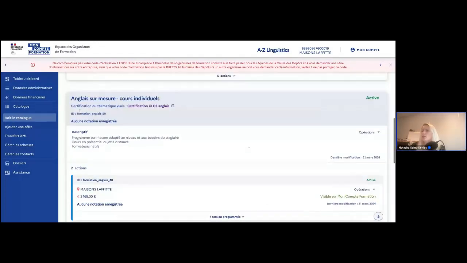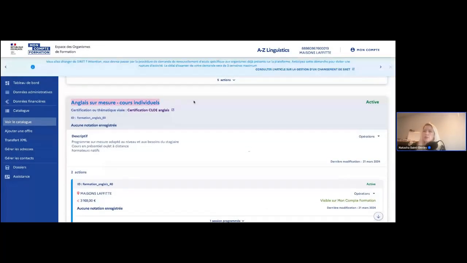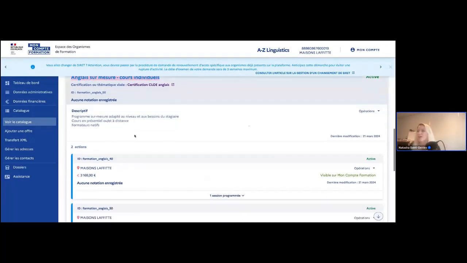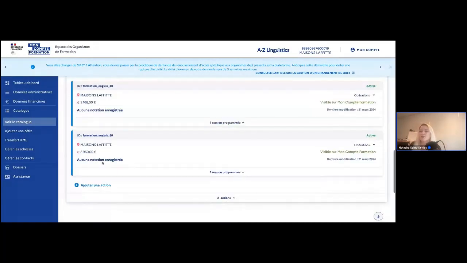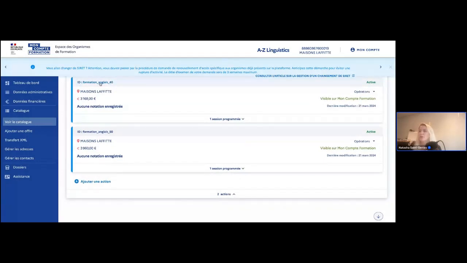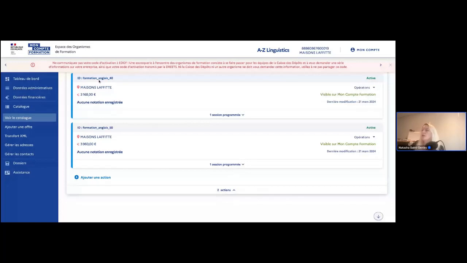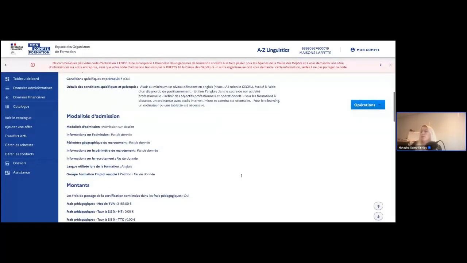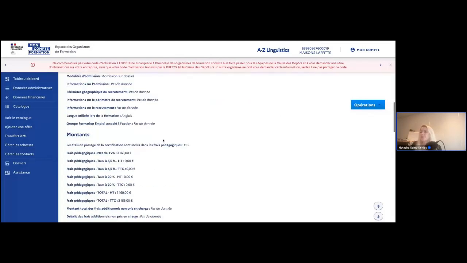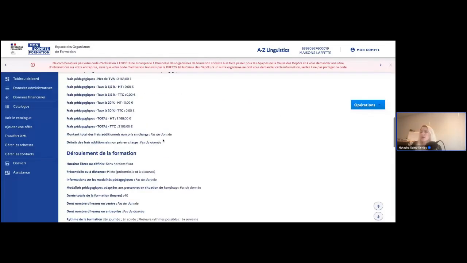So you've got your Anglais sur mesure. So obviously all your classes are adapted to the person. That's your overall thing. And then under that umbrella, you've got your different actions, which are the different numbers of hours, but they're essentially the same. So I'll show you that. So you've got your conditions, modalité, the amounts, like what does it cost?